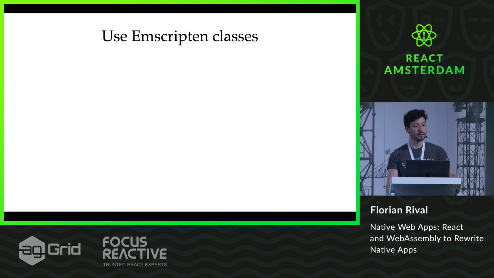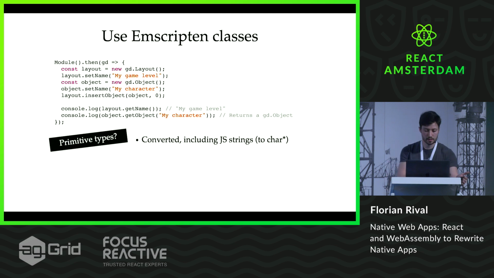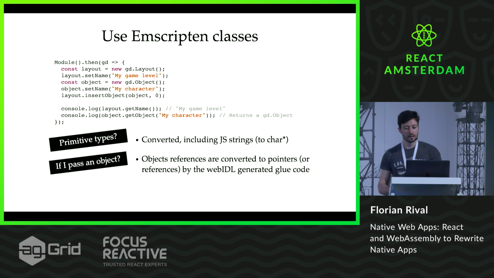So let's see how to use it. Once you have it compiled with the bindings, you get a module that you can instantiate, and then as a result of a promise-like, you're getting the module that I've named GD here, and you can start creating classes and calling methods on it, and it's working mostly like a classic JavaScript class, because the bindings are doing things for you automatically. So for example, the primitive types are converted automatically from number to float or double or other primitive types in C++. Same for the strings. And if you pass an object, then the object reference will be converted to a pointer or a reference in C++.